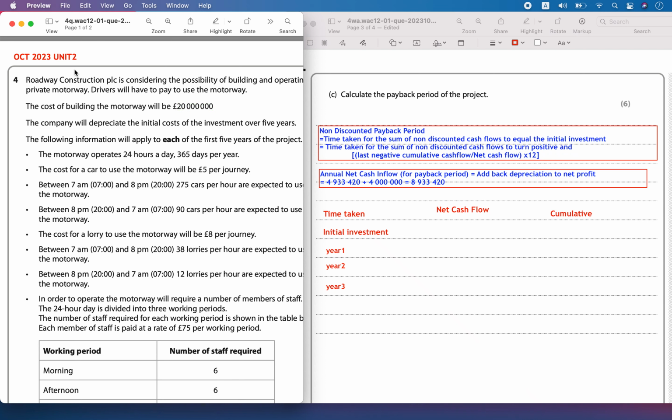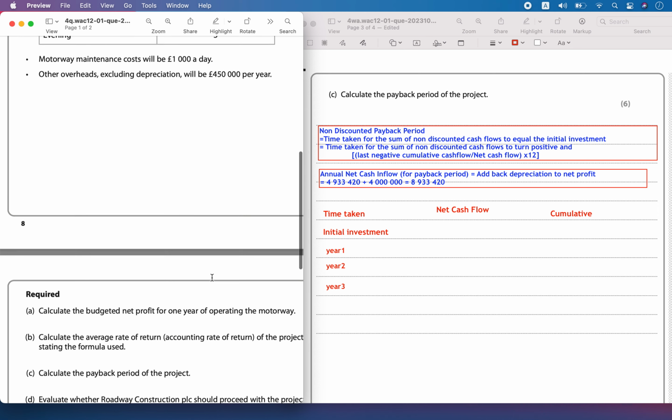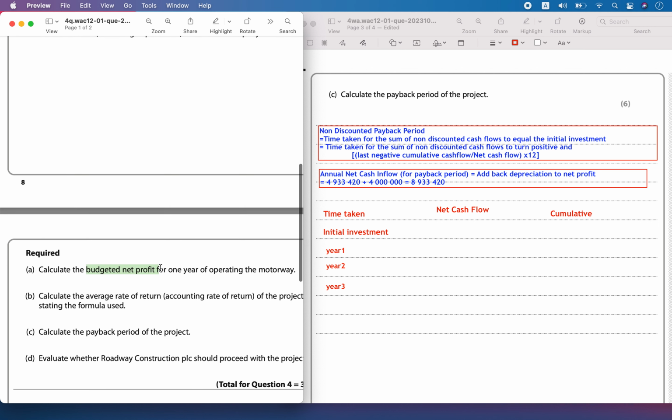Hello, today we are solving October 2023 paper unit 2 part C of the question. Calculate the payback period of the project. So here we can see that Roadway Construction PLC is taking up a project to construct a motorway by making an investment of 20 million pounds. It is going to have some revenue and cost.